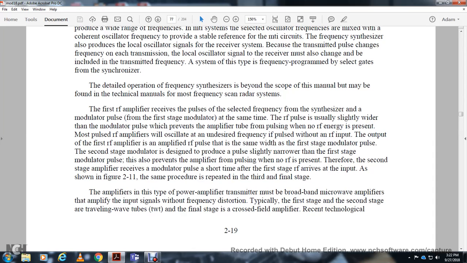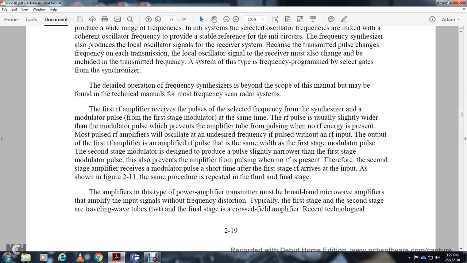First, the radio frequency amplifier receives the pulse at the frequency selected by the synthesizer, along with the modulator pulse from the first stage modulator. At the same time, the radio frequency pulse is usually slightly wider than the modulator pulse, to prevent the amplifier tube from pulsing with no radio frequency energy present, which could make the amplifier oscillate at an undesired frequency.